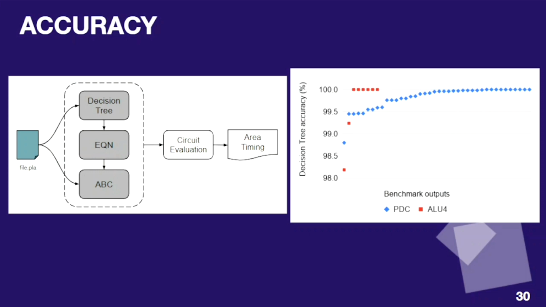The decision tree accuracy is 100% for most outputs on the ALU4 circuit, despite two outputs that are limited to 98.1 and 99.3%. The decision tree accuracy for the PDC circuit presents only one output with less than 99% of accuracy, and the majority of the 40 outputs reaches over 99.5%. The impact of this loss in accuracy is highly dependable on the application.